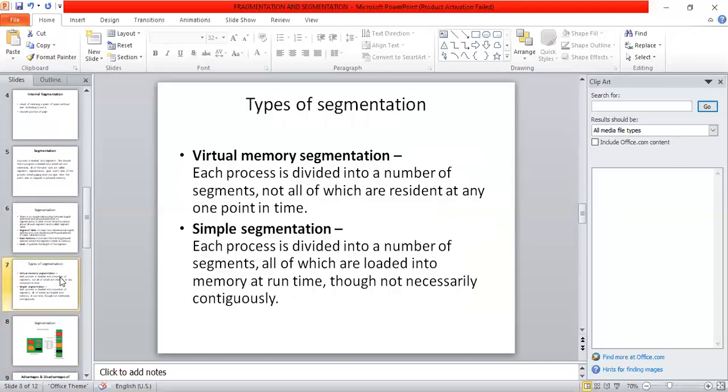So what are the different types of segmentation? We have two types: first is virtual memory segmentation and the other is simple segmentation. In virtual memory segmentation, each process is divided into a number of segments, not all of which are resident at any one point in time. They are scattered and saved at different locations. In simple segmentation, each process is divided into a number of segments, all of which are loaded into memory at one time, though not necessarily contiguously.